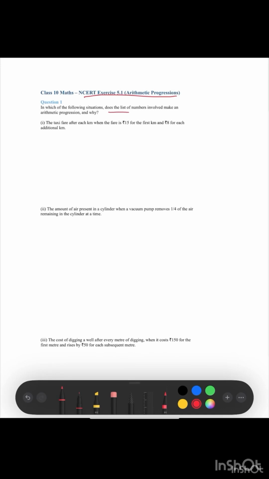The first question over here states, in which of the following situations does the list of numbers involve an AP? First part is taxi fare: the fare for the first kilometer is 15 and after each kilometer it is 8. Beta, it is 15 rupees for the first kilometer, A1 is equal to a is equal to 15. For every subsequent kilometer it is 8.